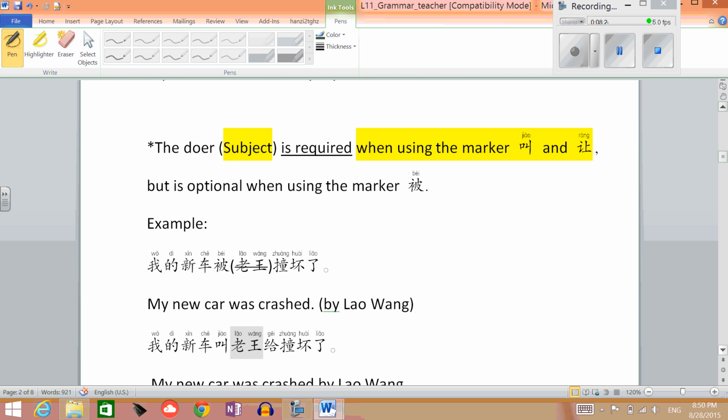Another tip here is the doer, which is the subject, is required when using the marker 叫 and 让, but is optional when using the marker 被. 叫 and 让 are more like a colloquial way to use the passive sense. Personally, I use 被 way more often than 叫 and 让. It's just because 叫 and 让 have a lot of requirements, right? You have to have 给 and you have to have a subject. So let's see some examples here.